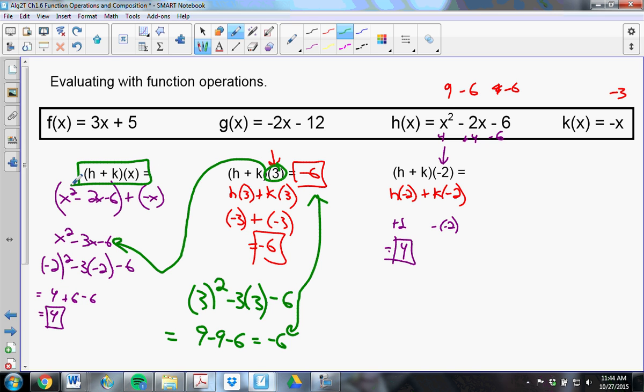and then just start plugging stuff into that new function, or you can do it in two separate pieces and put them together. I think if you're going to do multiple versions, like h plus k of 3 and h plus k of negative 2 and h plus k of 100, then doing one function first is going to save you time. But if you're just doing one, it doesn't really matter.